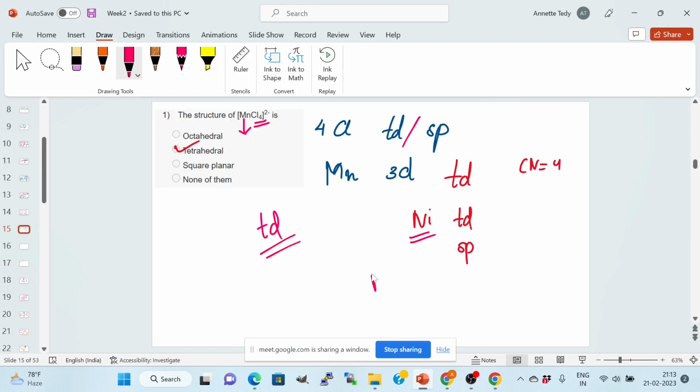If nickel is with CN4, then it is square planar. But if nickel is Cl4, it will be tetrahedral. CN is a strong field ligand, therefore it prefers square planar because the CFSE is much higher. So in that case, nickel CN4 will be square planar. But since this is manganese, it's a normal 3d element. It will be tetrahedral.